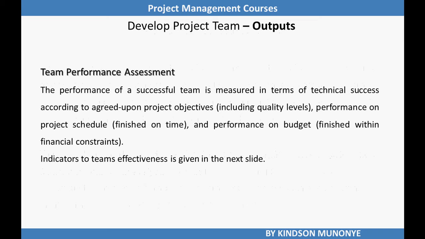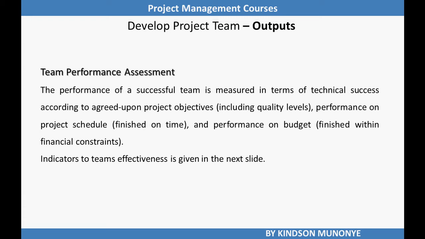Let's now look at the outputs of develop project team. We mentioned that there are just two outputs: team performance assessment and enterprise environmental factors updates. Let's look at the first one, team performance assessment. The performance of a successful team is measured in terms of technical success according to agreed upon project objectives, including quality levels, performance on project schedule, finishing on time, and performance on budget, finishing within financial constraints.